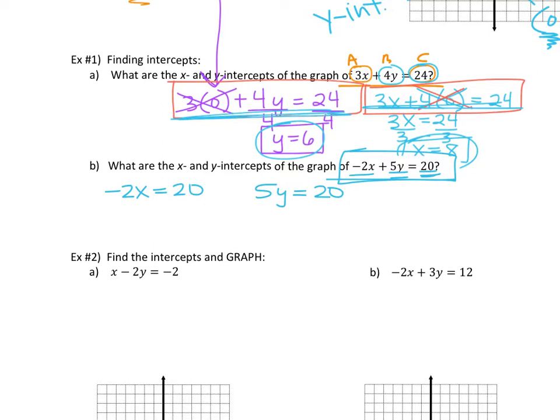You can do that every single time with standard form if you're looking for the x and y intercepts. So you're just going to do the x value equal to your c term and the y with its coefficient equal to the c term. Okay? So then we solve this.